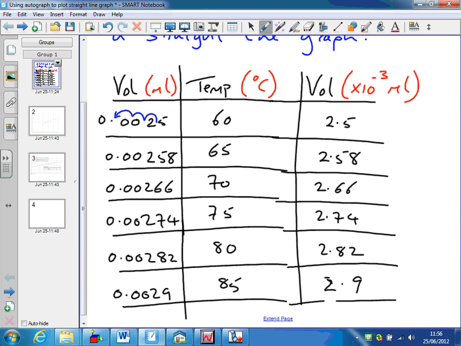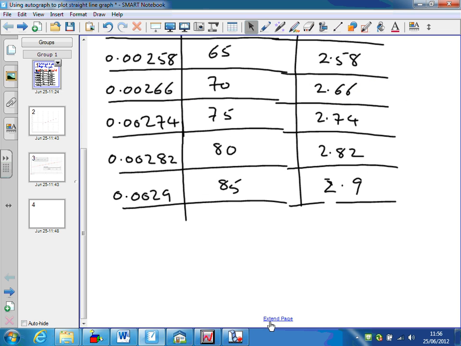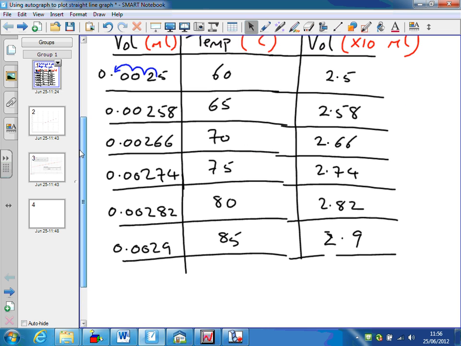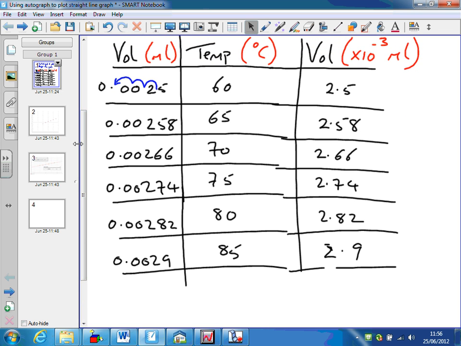So, in other words, we've shifted the decimal point to give us a scale that we can plot on the graph, and it would be an easier set of data to interpret. So that's a good trick to use. Shift the decimal point for very big and very small numbers.